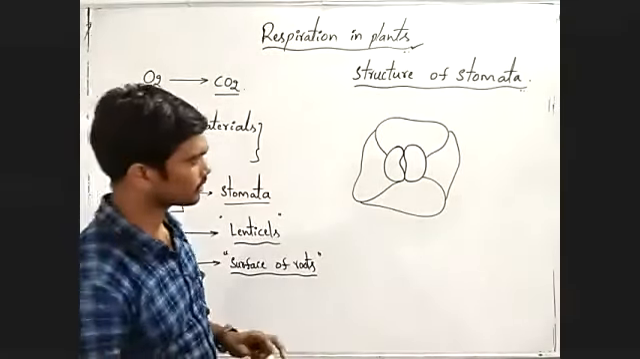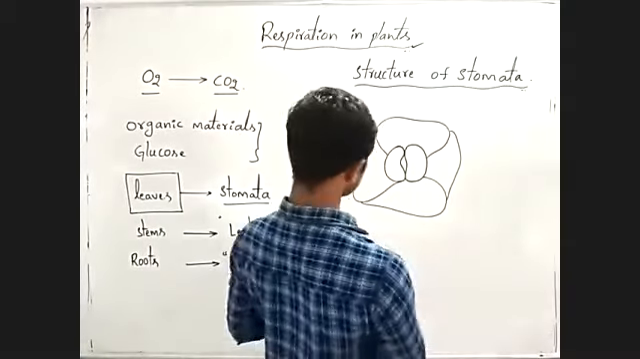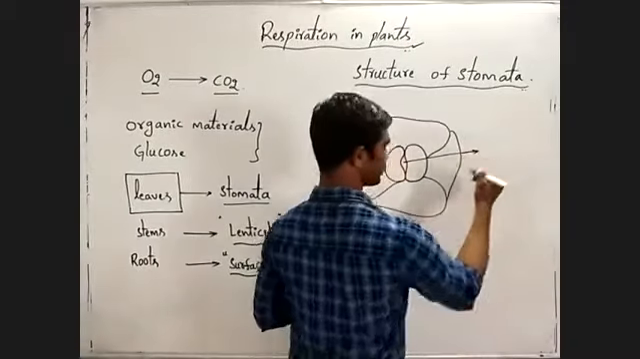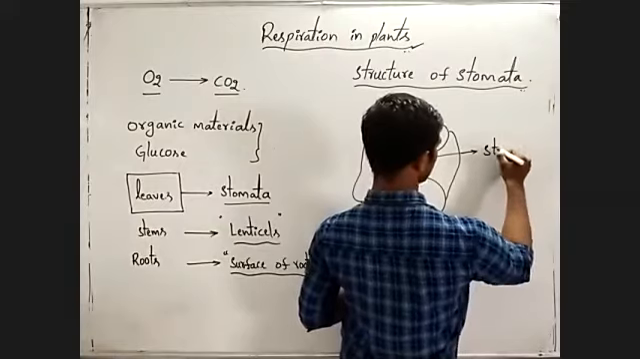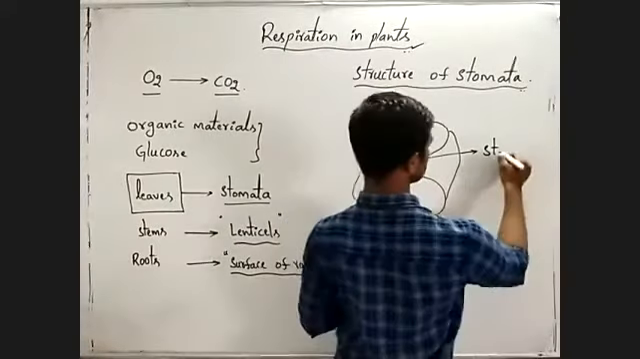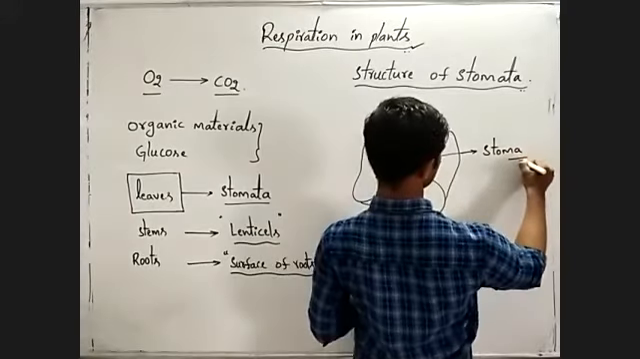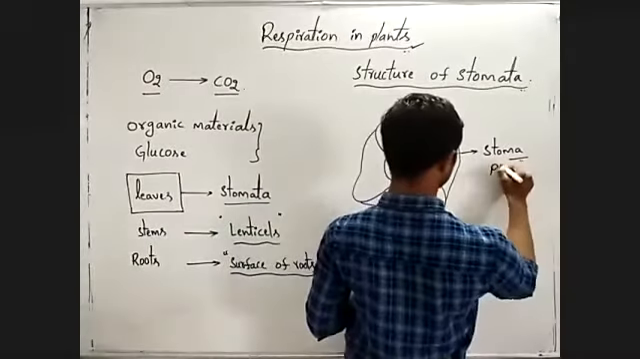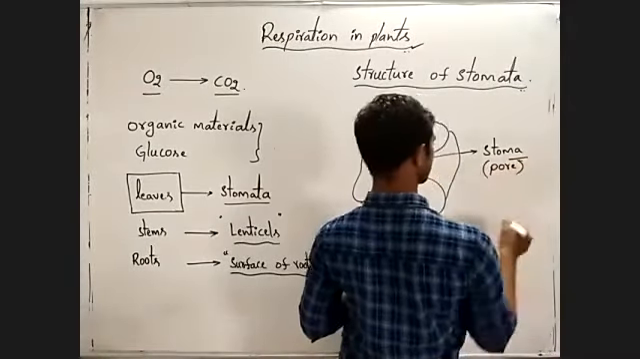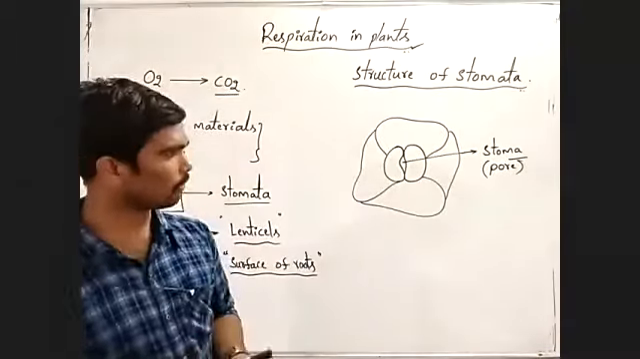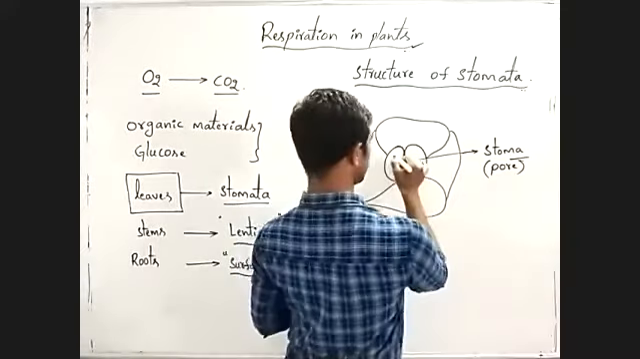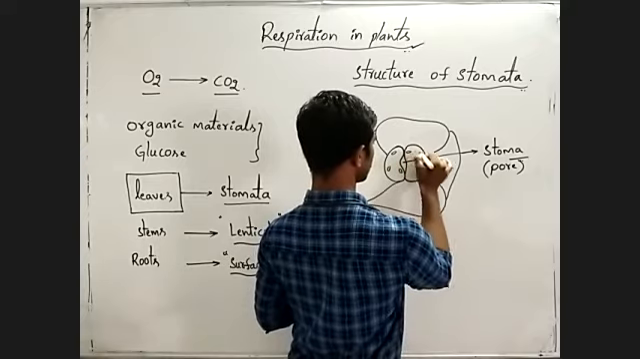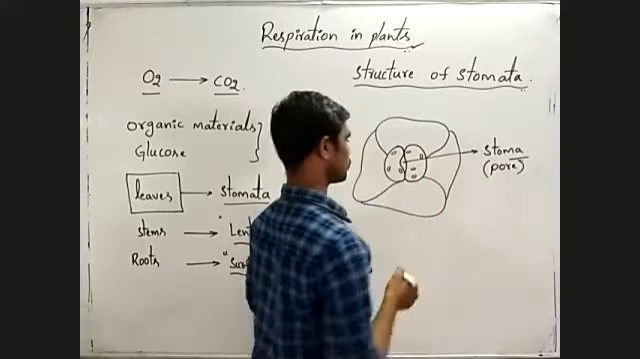You know very well that when we observe the structure of stomata, a small pore is present. It is called stoma. This small pore, the stoma, is surrounded by two guard cells.